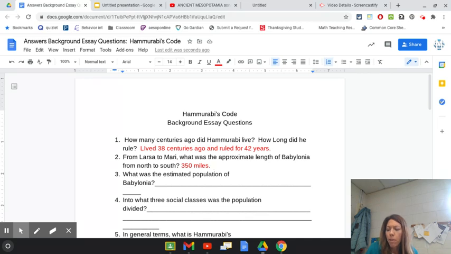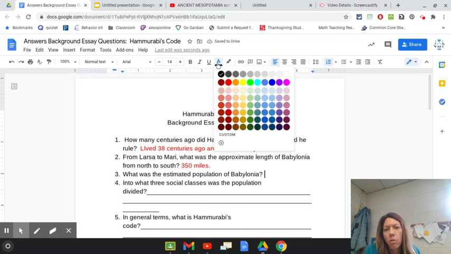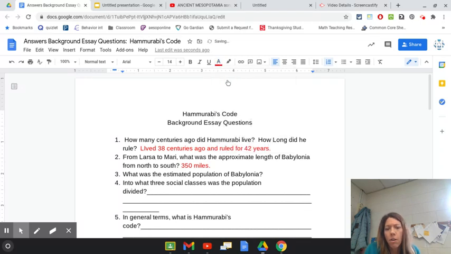That would be the correct answer. Then, number 3, what was the estimated population of Babylonia? That was 1 million. That's pretty incredible. Boys and girls, I'm just going to remind you, not that long ago, humans were still walking around in groups of 20 to 25 and hunting and gathering. So we're making this pretty aggressive change pretty quickly. 1 million.